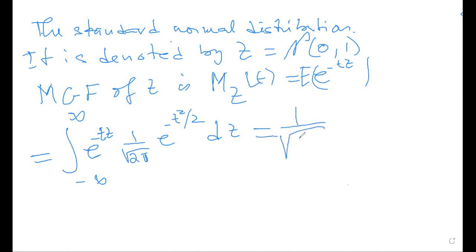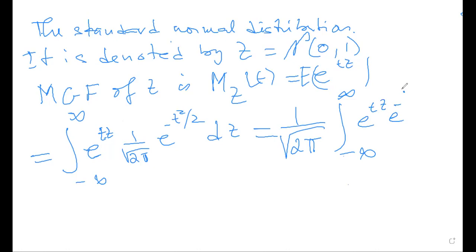Which is equal to 1 over square root of 2 pi, integral from negative infinity to infinity, e to the, I'm sorry, there is no minus here. Do we understand? The moment generating function is e to the tx. It's because of the minus that I'm putting to the standard density function that I put that minus. There is no minus there. This is tz. Each time we are doing the moment generating function, it is the integral of e to the tx times f of x.